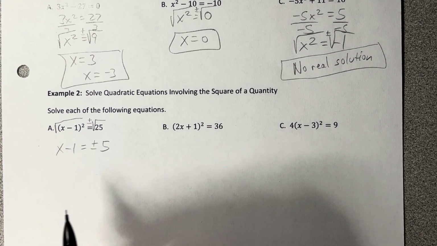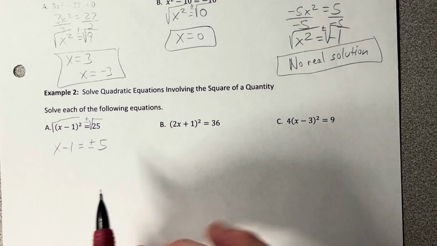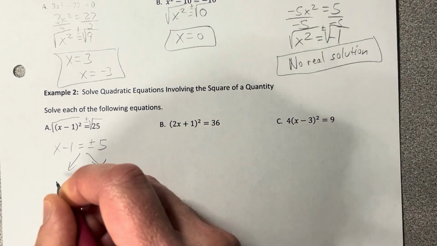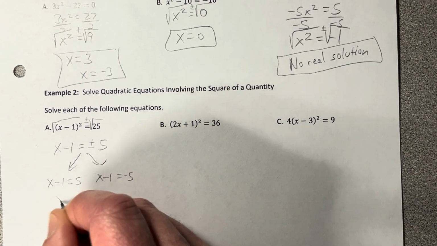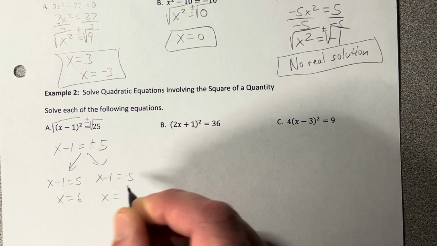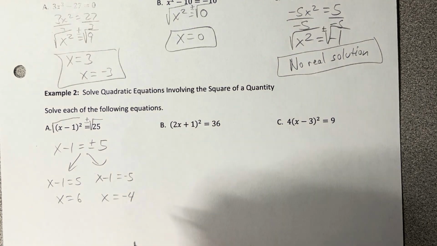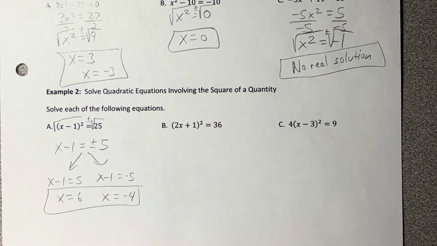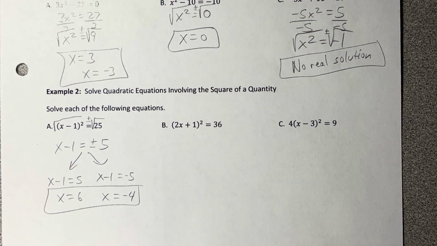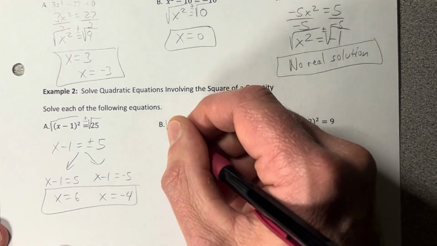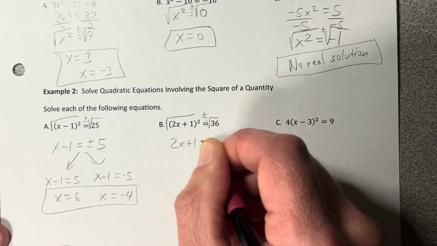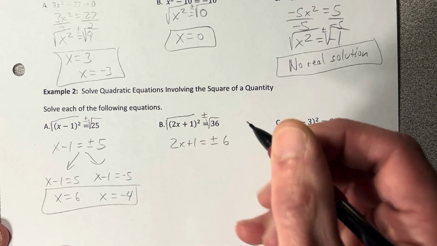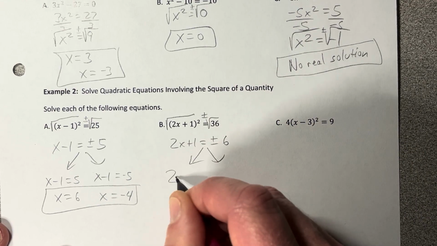A common mistake here is just to add the 1 and say you're done. But no, you have to realize there are 2 separate equations here. I have x minus 1 equals 5, and I also have x minus 1 equals negative 5. And we get 6, and we get negative 4. 2 different solutions that are not just directly opposites. Similar idea on the next one. Square root first. Don't forget the plus or minus. Write 2 separate equations.